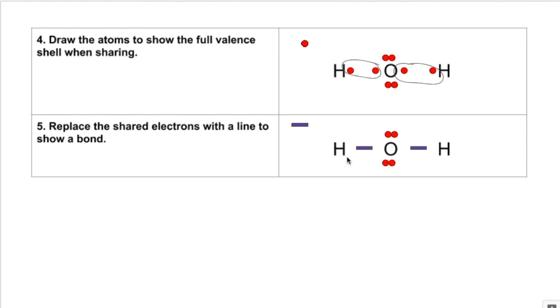Okay, once again, we can check. Hydrogen has 1, 2, access to 2 electrons. This hydrogen also has access to 2 electrons. And then the oxygen has 2, 4, 5, 6, 7, 8. So it is happy as well.